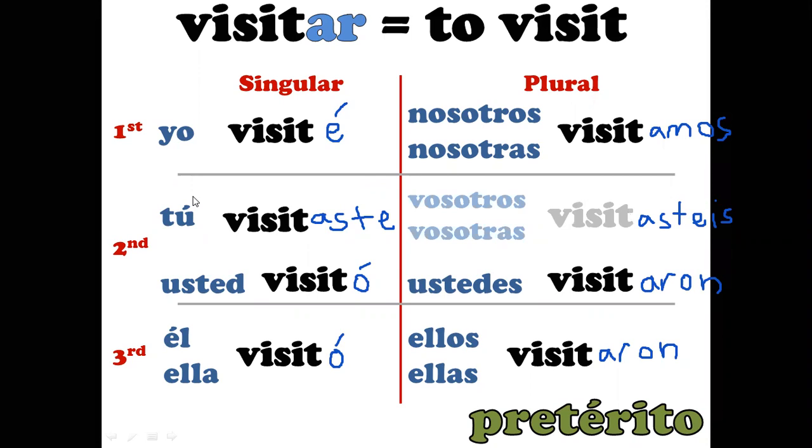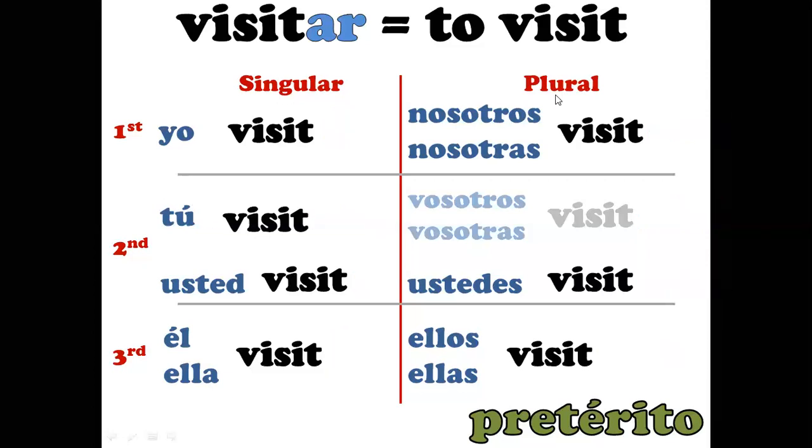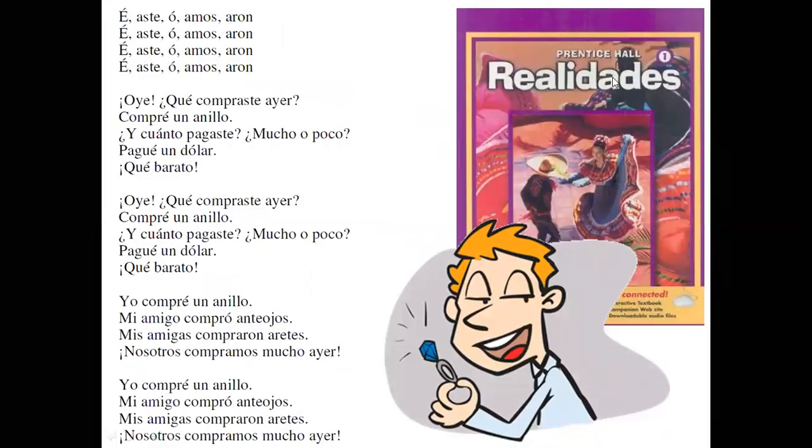Ella visitó. So it's sort of like the ed, but remember there are two different past tenses, so it doesn't exactly match that. So visité, visitaste, visitó, visitamos, visitaron. How are you going to remember these endings? Well, we've got another song. This one also comes from Realidades, and features the verb comprar. Comprar and pagar. Comprar means to buy, and pagar means to pay for.